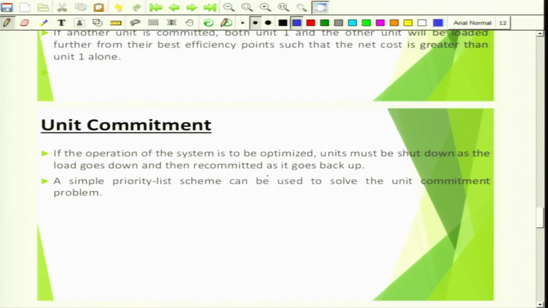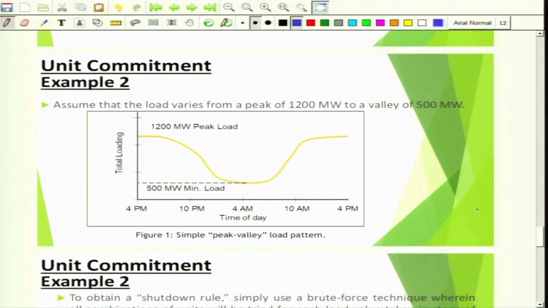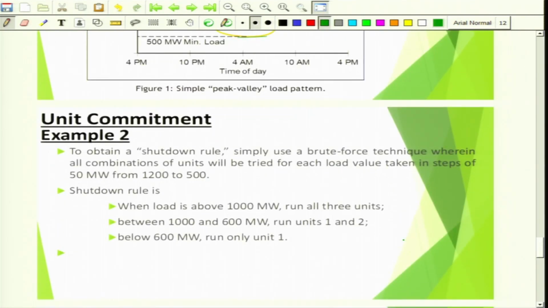If the operation of the system is to be optimized, units must be shut down as the load goes down and then recommitted as it goes back up. A simple priority list scheme can be used to solve the unit commitment problem. Basically, assume that the load varies from a peak of 1200 megawatt, this is the maximum, to a value of 500 megawatt. Then to obtain a shutdown rule, simply use a brute force technique wherein all combinations of units will be tried for each load value taken in steps of 50 megawatt from 1200 to 500 megawatt.